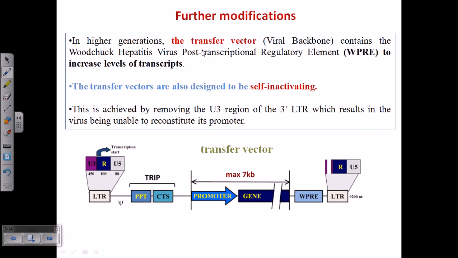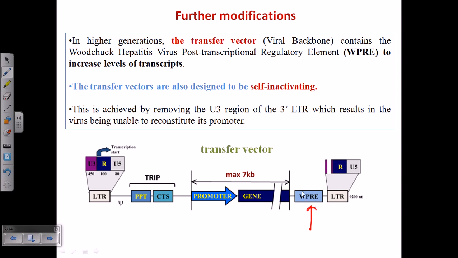But in this case, what we are seeing is that further modification must be done. What we have seen in the previous case, we have these LTRs which were previously there, and we have the gene of our interest with promoter sequences. But what we'll do here is add the regulatory element WPRE, the woodchuck hepatitis virus post-transcriptional regulatory element, to increase the level of transcripts. So we'll provide this WPRE element downstream of our desired gene, right?